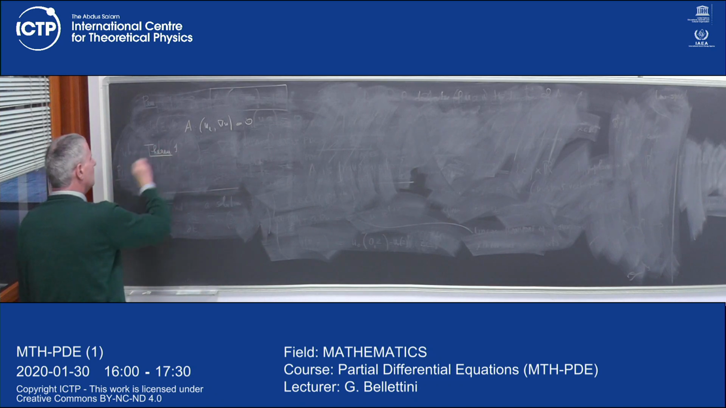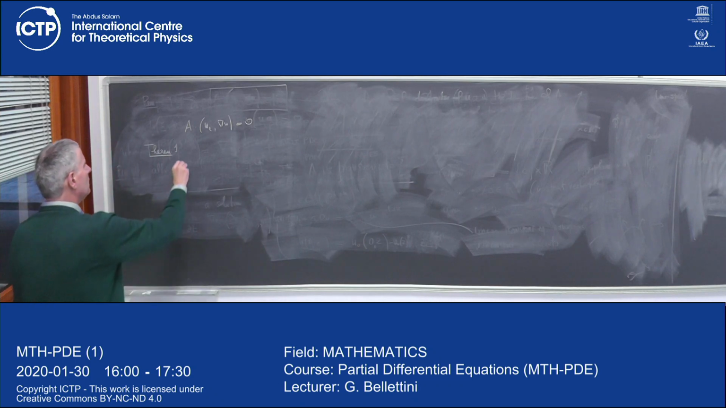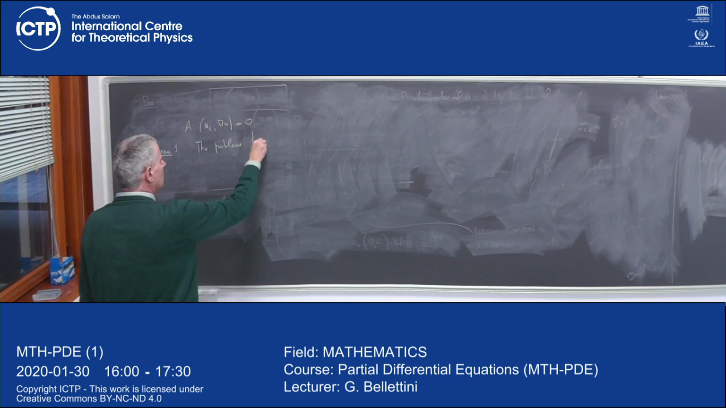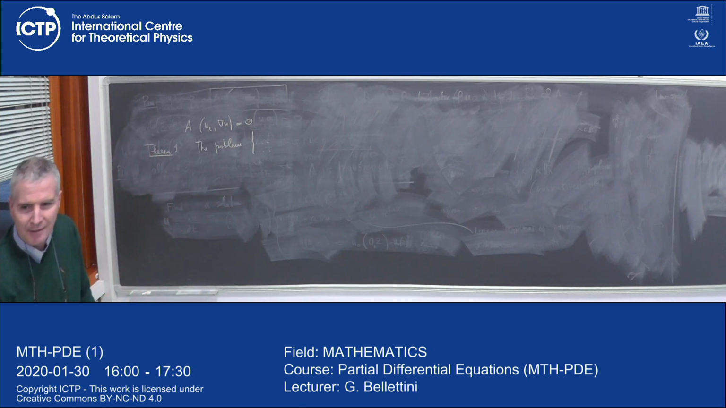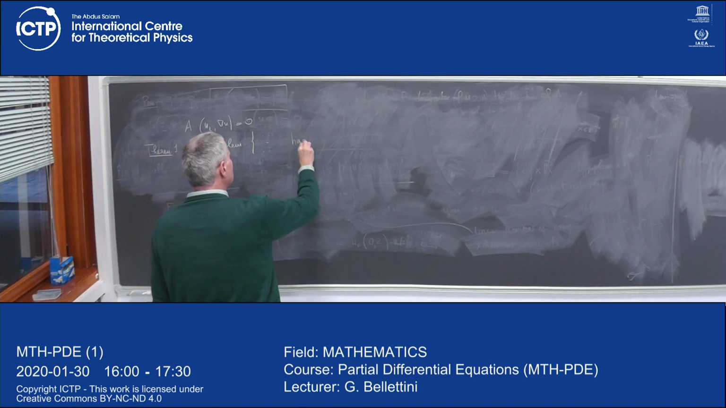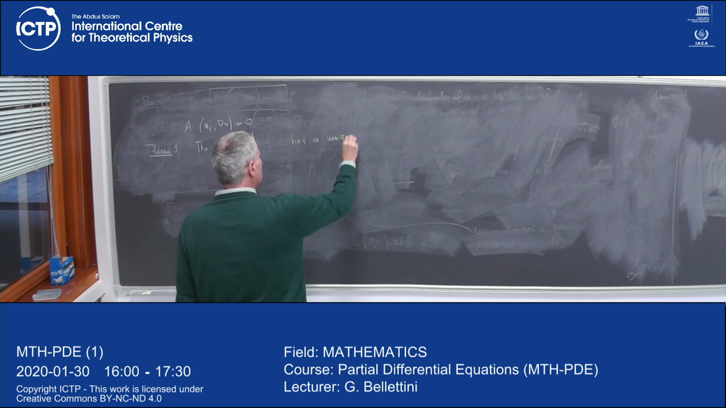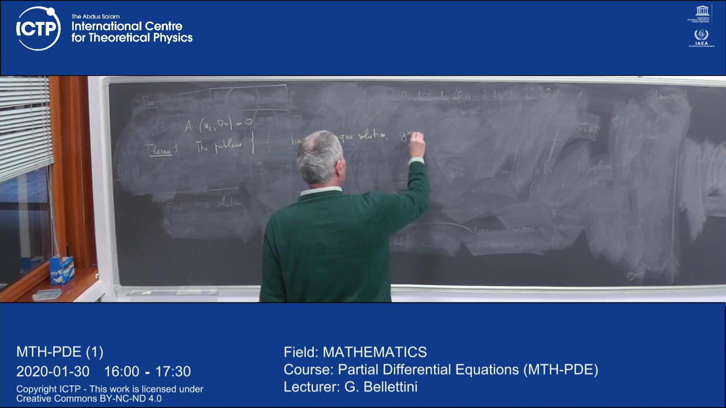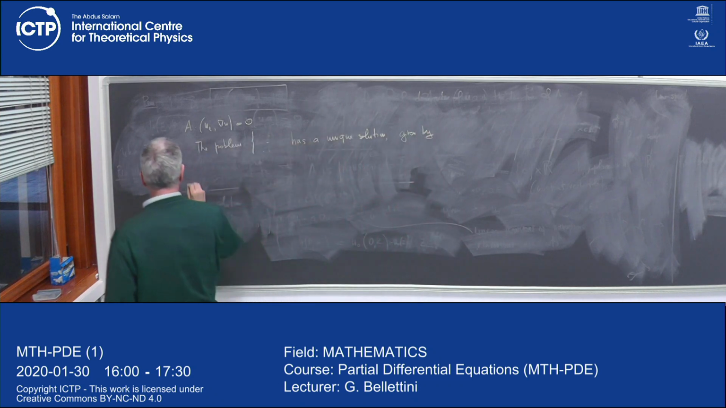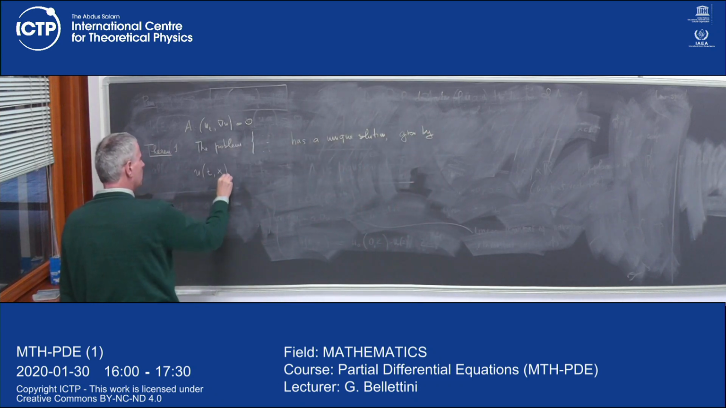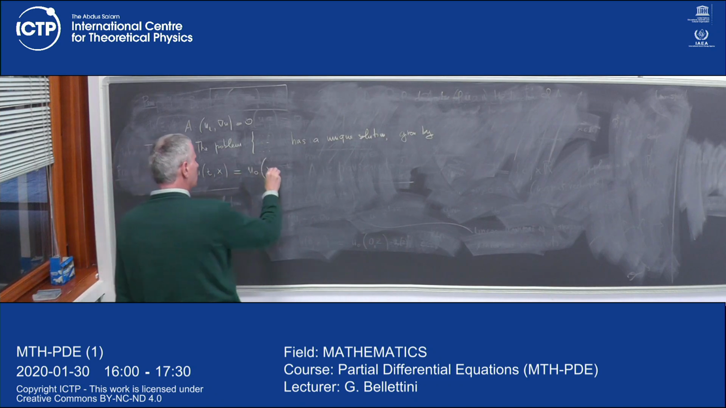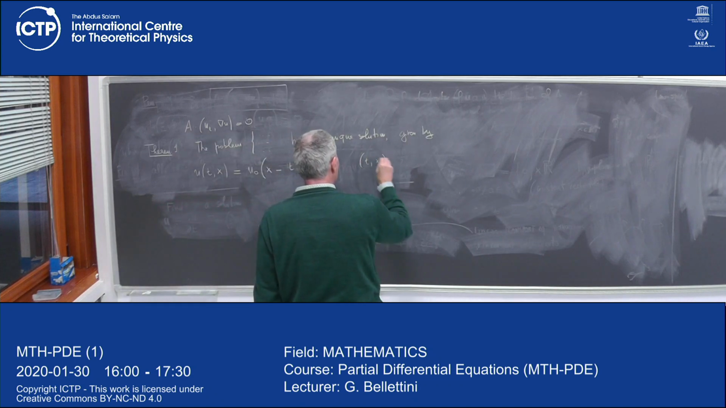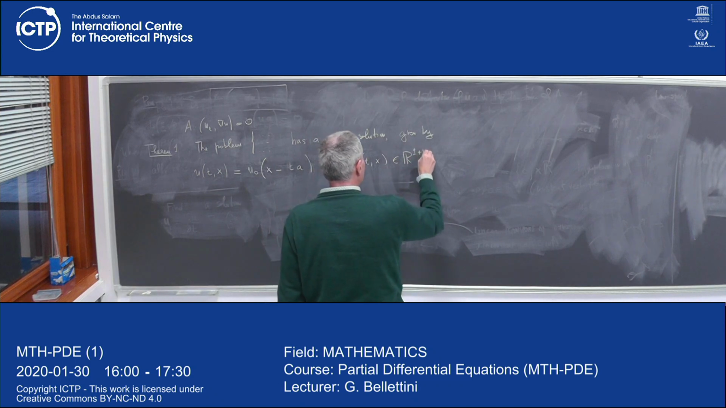Theorem 1. The problem has a unique solution, which unfortunately I just erased, given by u of t,x equal u0 of x minus t a, for any t,x in (0, infinity) times R^n.